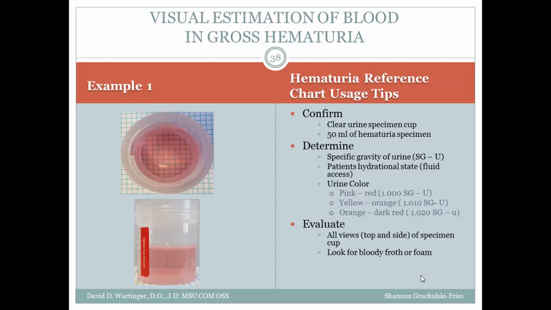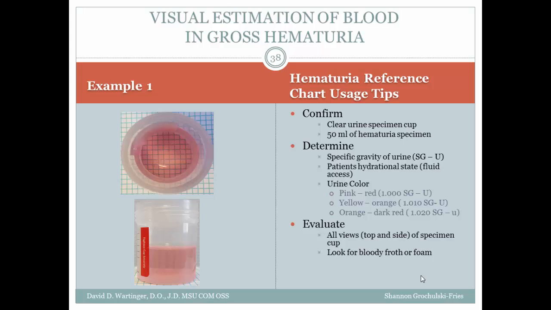The general color of the hematuria specimen can also help assure that the correct hematuria reference chart row has been consulted. Observe the hematuria specimen for evidence of bloody froth or foam, which appears with increased blood loss. Use both views of the urine specimen cup to improve specimen/hematuria reference chart matching accuracy.